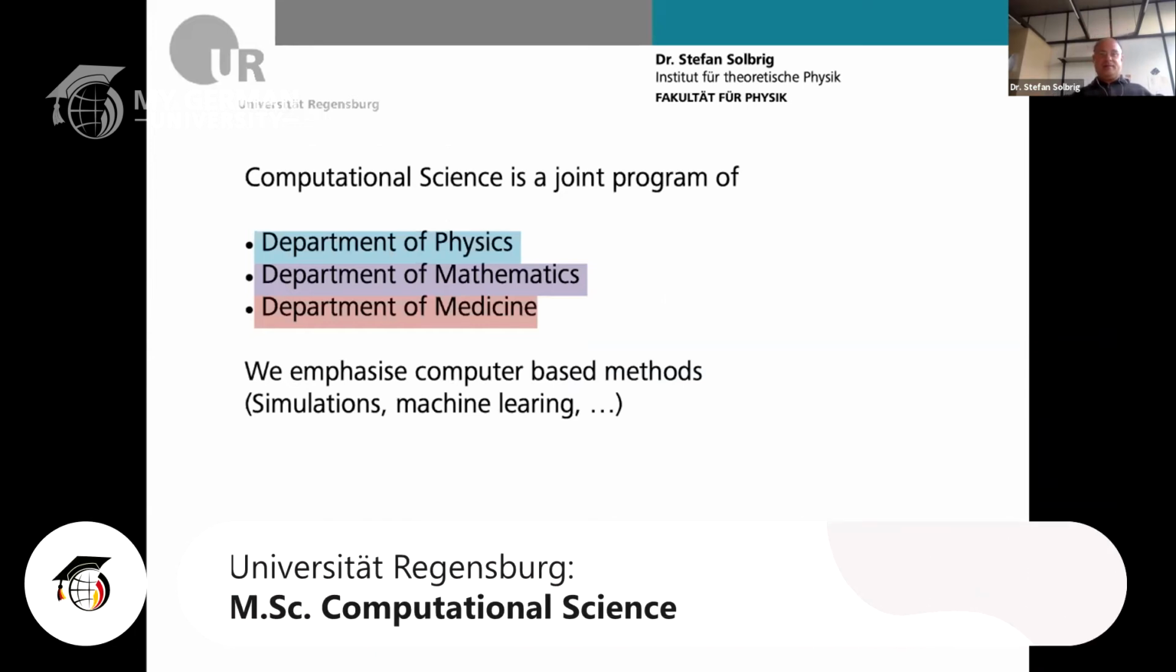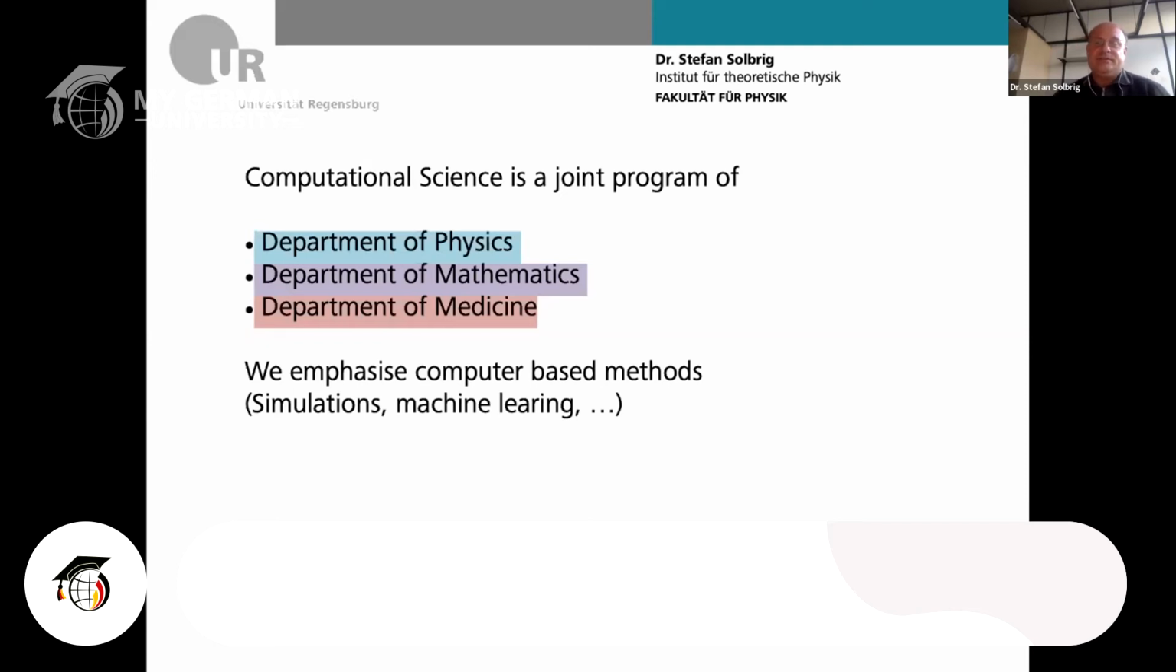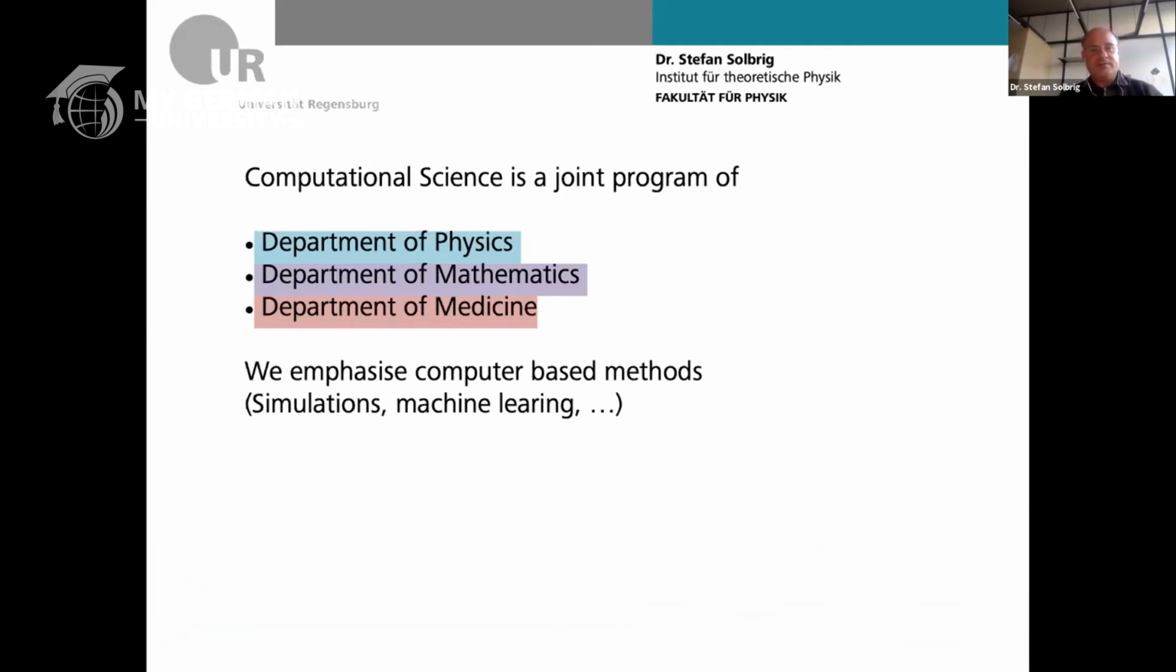But let me talk about our computational science program. This is a joint program of 3 departments: physics, mathematics, and medicine. In this program, we emphasize computer-based methods, simulations, or machine learning. It's not computer science, so the emphasis in our case is on science, and it's not an engineering program either. So our emphasis, as we are a university, is on fundamental research with an emphasis on computer-based methods, which are very prominent in these 3 departments.